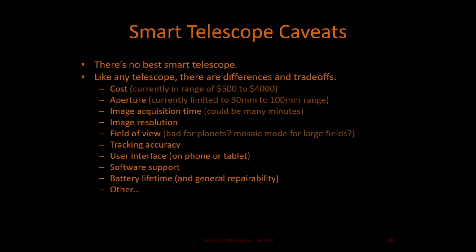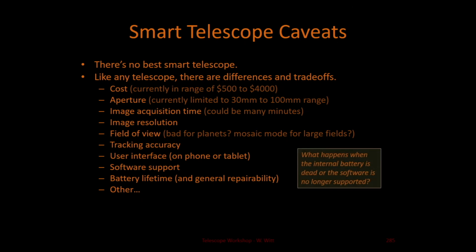Image acquisition time, many minutes. Image resolution will vary. The smart telescopes typically have a smaller sensor. Field of view, tracking accuracy, et cetera, et cetera. Lots of trade-offs, just like all the other ones.